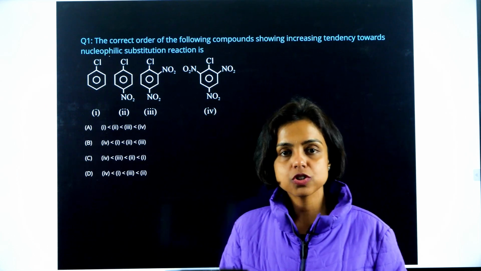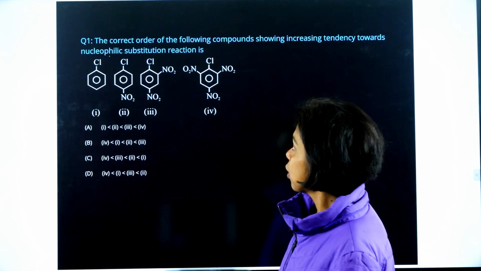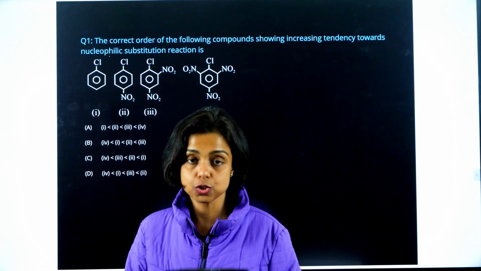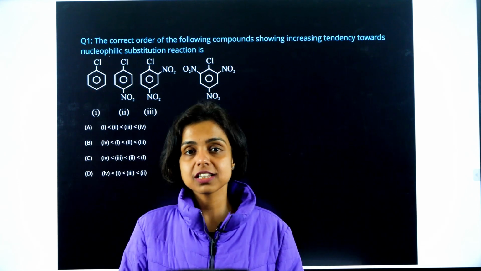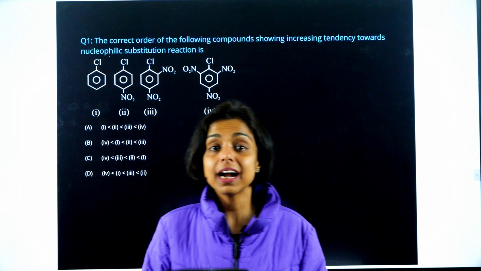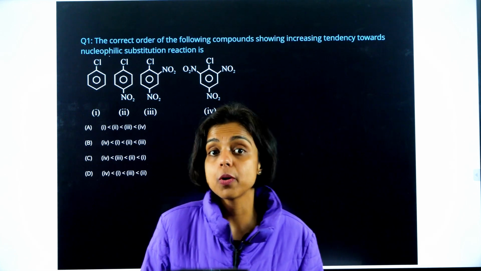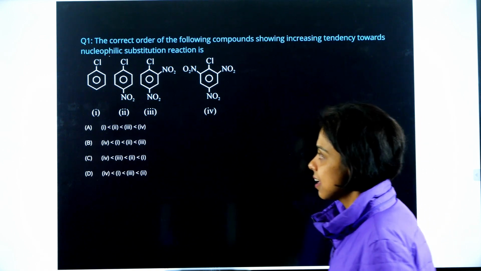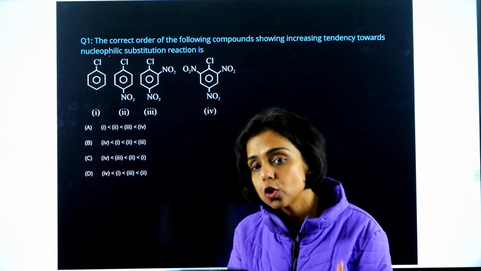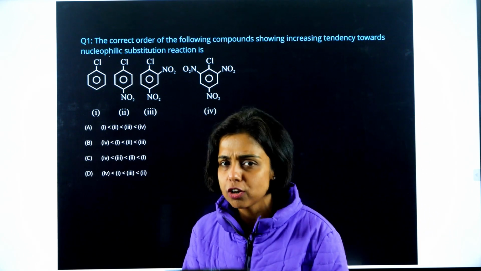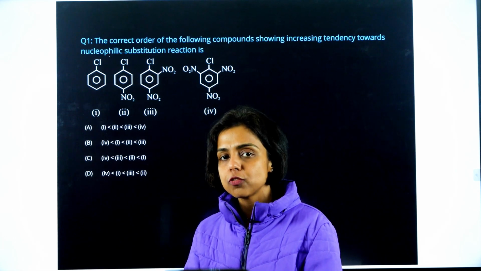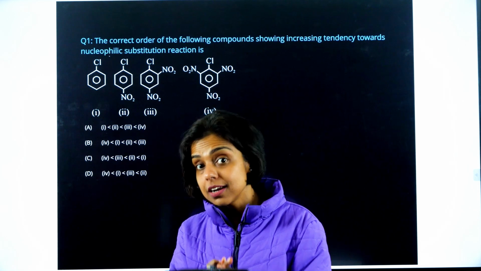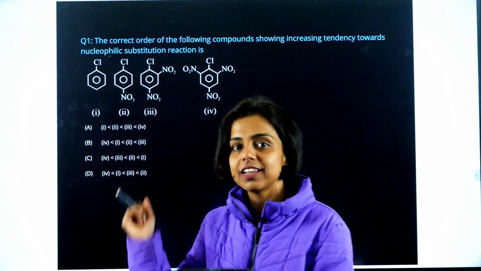So this is the very first question of chemistry. The correct order of the following compounds showing the tendency towards nucleophilic substitution reaction. A nucleophile, nucleus loving, will get attracted towards that compound which is electron deficient, where there is a positive charge. In the molecules given here, there are benzene rings and the number of nitro groups is different, and we all know nitro is an electron withdrawing group. The more electron withdrawing groups, the lesser the electron density on the benzene ring. Hence, that will facilitate the attack of the nucleophile on that benzene ring.